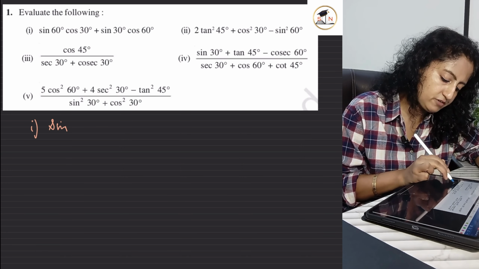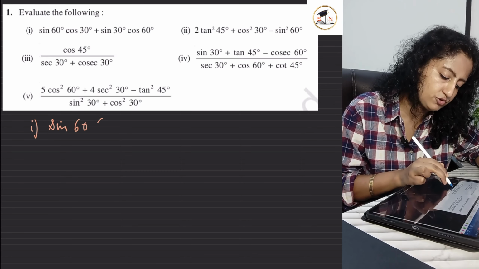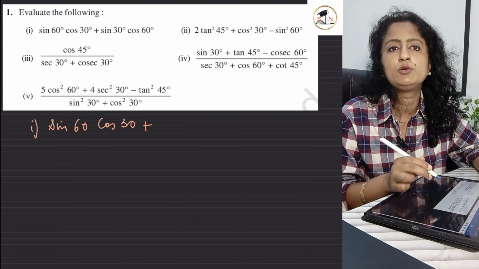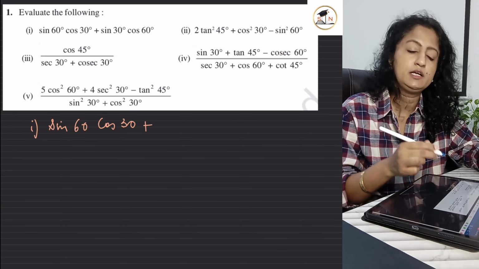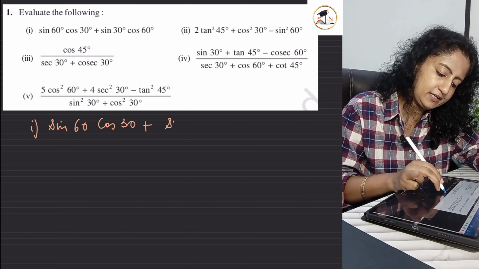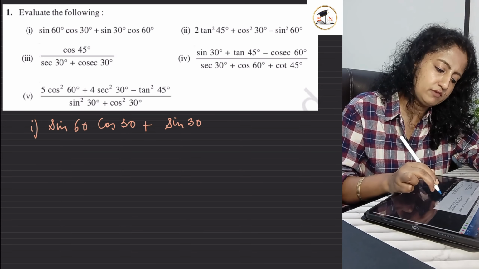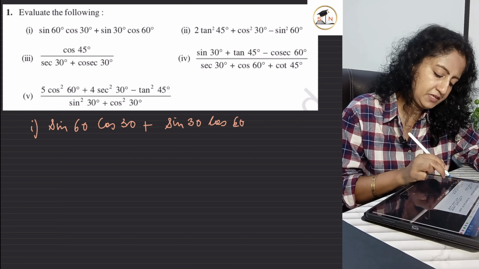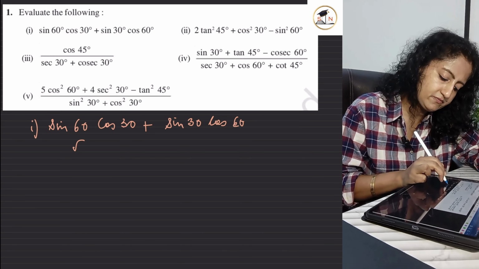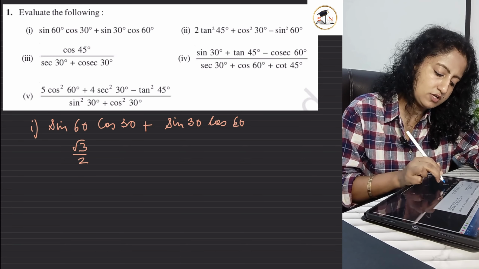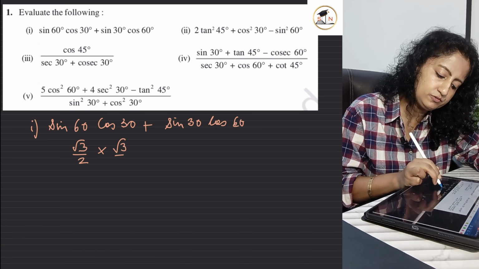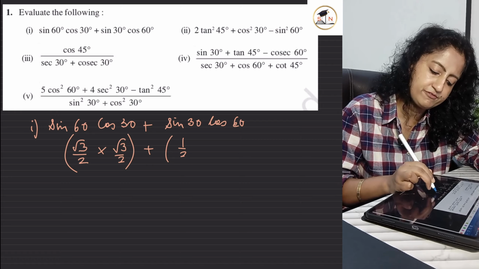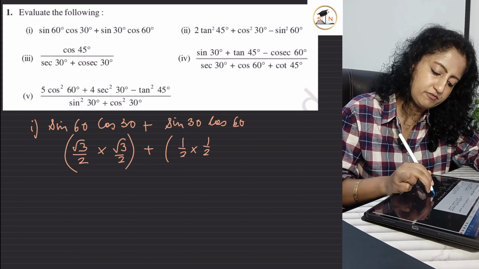I'm just rewriting the question first. I'm in a habit of writing the question always. And I actually recommend that yes, you should be doing that because while writing also, your mind keeps on working and you kind of process what needs to be done. Okay. Sin 60 is root 3 by 2, cos 30, again root 3 by 2, plus sin 30 is half, cos 60 is half.